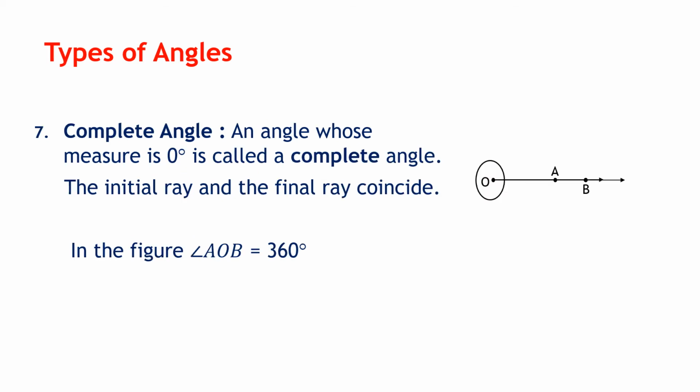And the last one is a complete angle. Here the ray OB started from the initial position, took one complete rotation and came back to the original position. So it has one whole circle. This is called a complete angle. In this figure, AOB is 360 degree. 0 degree and 360 degree may look the same, but they are not the same. 0 degree means it was in the initial position. 360 degree means it has completed one rotation.